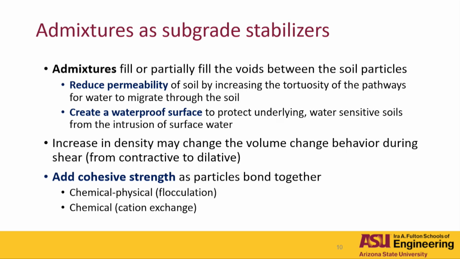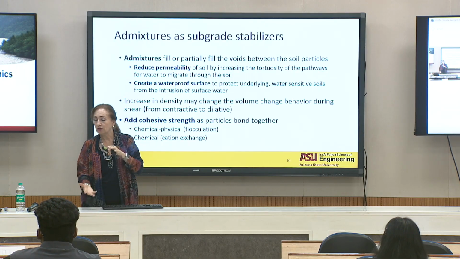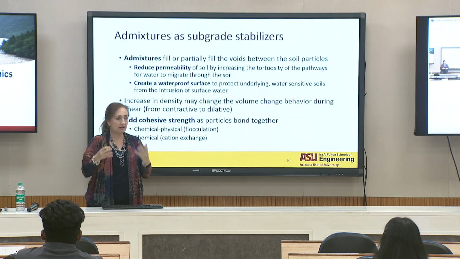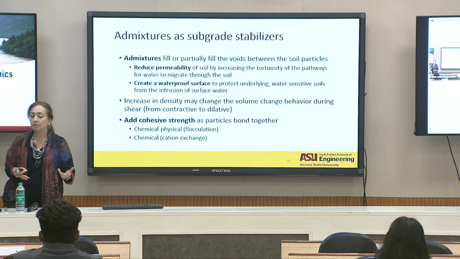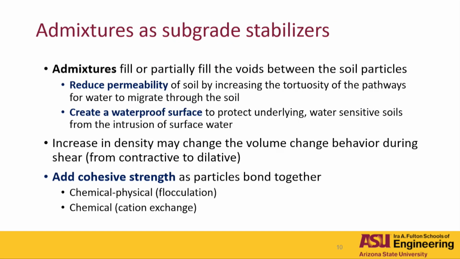And obviously, we're also talking about the chemical reactions that occur for some of them. But basically, what it does is reduce the soil permeability, so obviously it increases the tortuosity of the flow through this material, which is good for us because what we don't want is water on the subgrade material, right? So if you stabilize, you're going to have less permeability and therefore less water on the subgrade material that is your problem. So it creates a waterproof surface to protect the underlying layers. This is important for that.